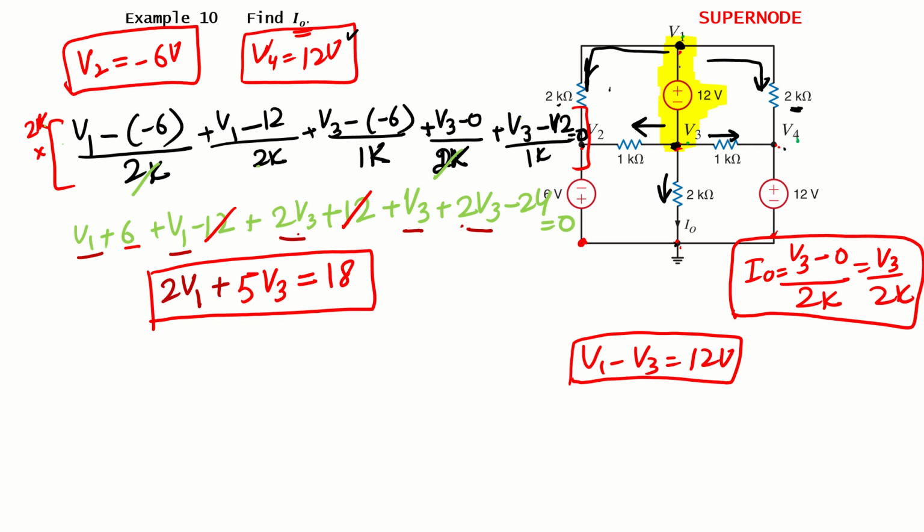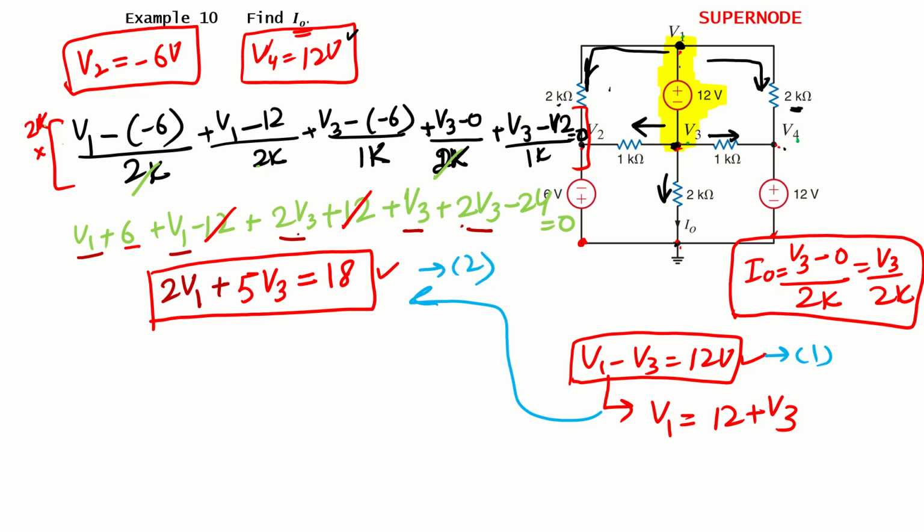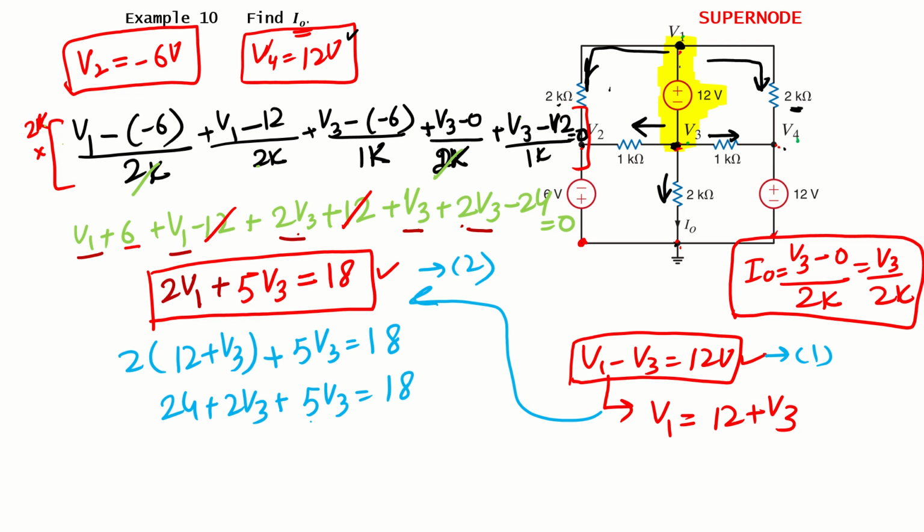Now we have two equations and two unknowns. One is this one and the other one is this one. So let's substitute V1. V1 will be 12 plus V3. Let's put that here in equation 2, where this is equation 1. So 2 times V1, what is V1? 12 plus V3, plus 5 times V3 is equal to 18. So we have 12 times 2, 24, plus 2 times V3 plus 5 times V3 is equal to 18.